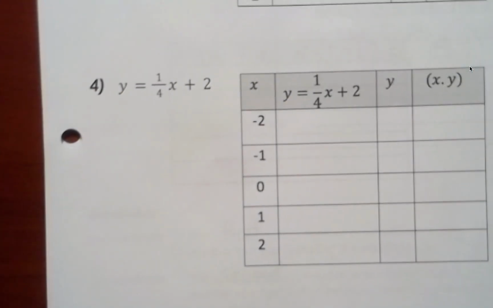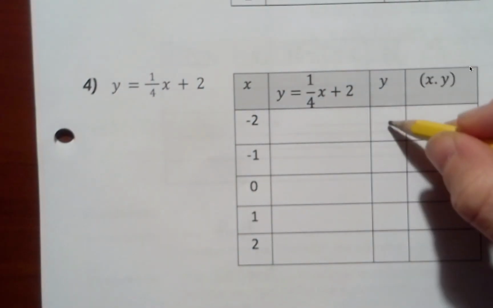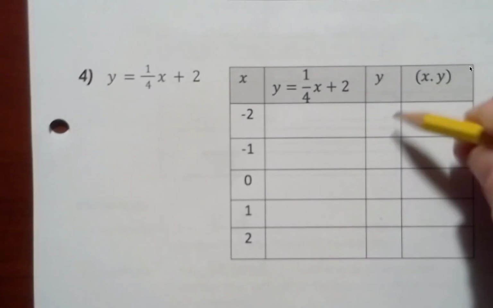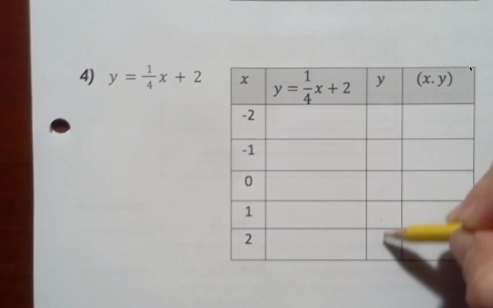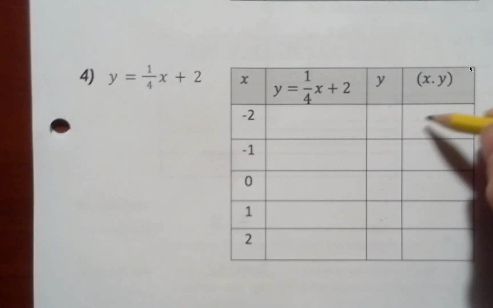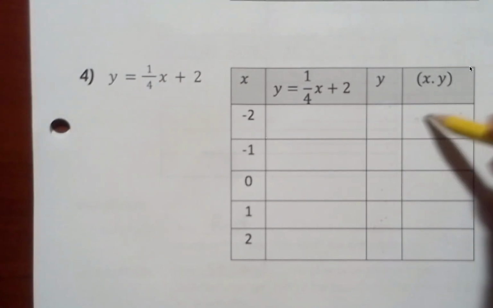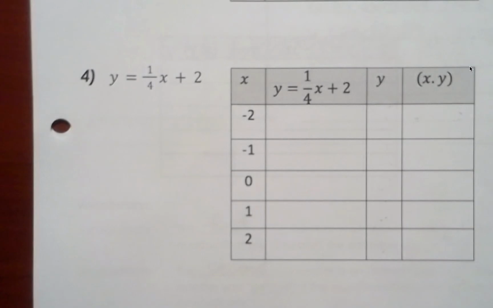Okay, since there's a fraction here, you are going to get out some fractions. That's okay. You're not wrong if you get fractions out here, or decimals. Fractions and decimals are numbers, just like whole numbers. And you're just going to write them down and then write them as an ordered pair. So you will get fractions and decimals for this one. Don't be afraid, it's okay.